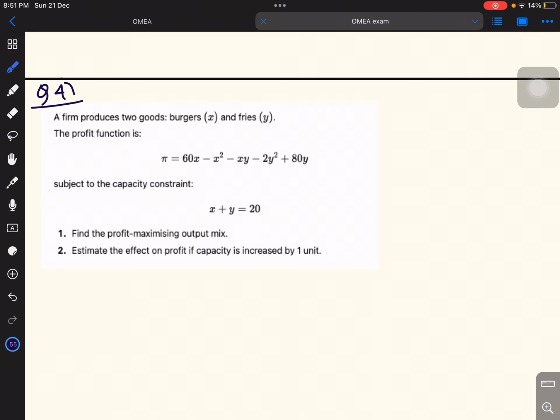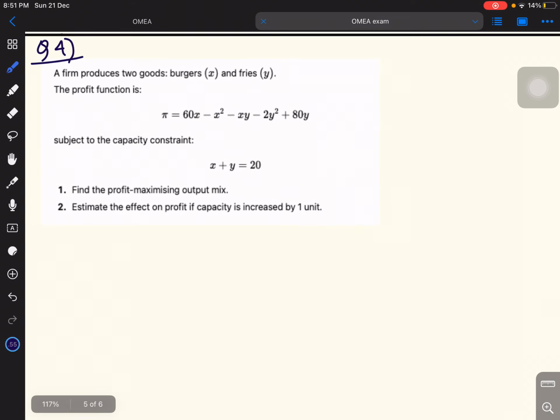So this is the next question, which talks about two goods, burgers and fries. The profit function is given to us, subject to a capacity constraint, which is given as x plus y equal to 20. We need to find two things: the profit maximizing output mix, and the effect on profit if capacity is increased by 1 unit. So we know the solution.